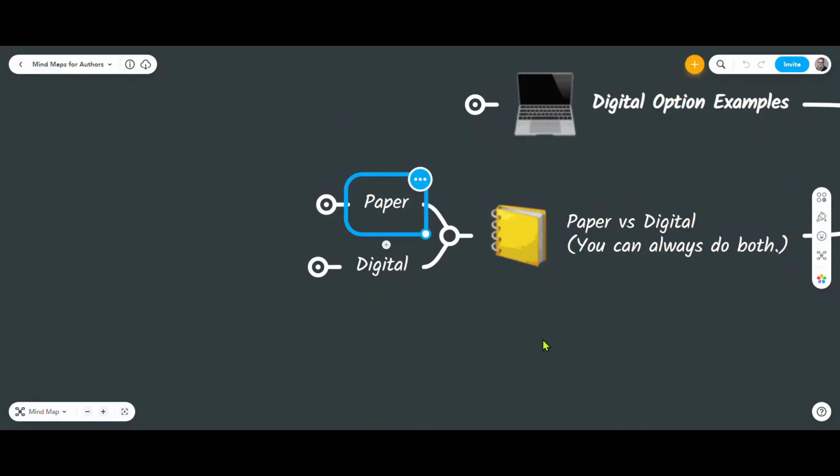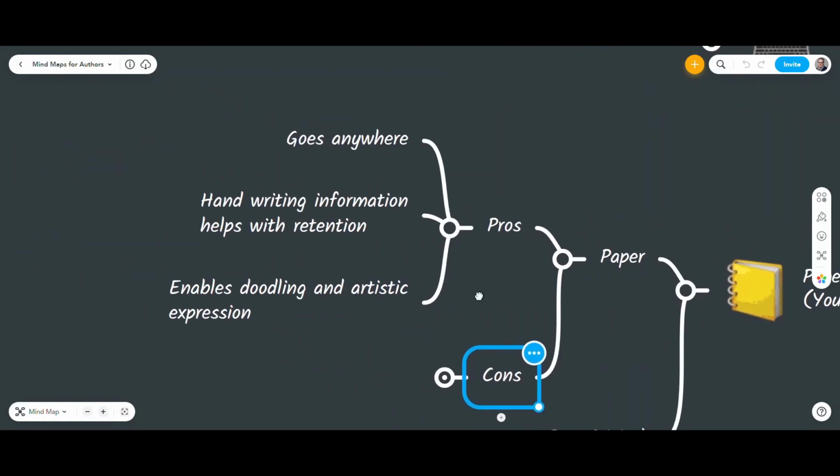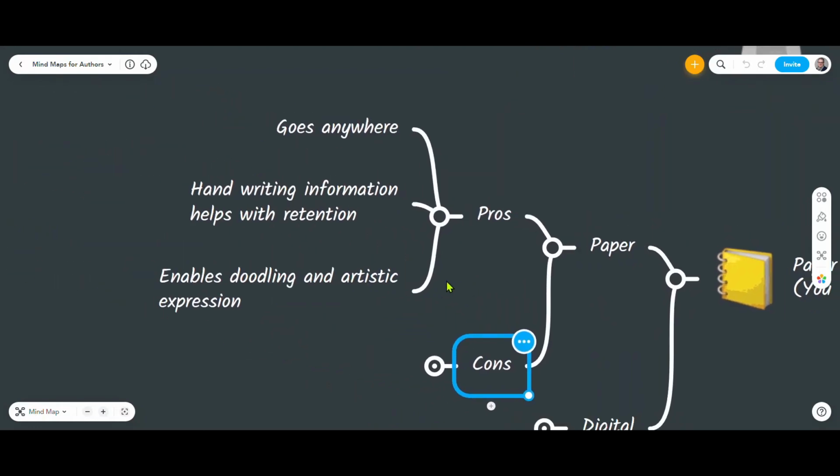Let's compare paper versus digital mind maps. You can always do both. Paper is readily available, and so that is one of its pros, it's there, it goes anywhere, and also handwriting information helps with retention. So that is a big plus if you're a student. It enables doodling and artistic expression, only limited by your ability, and really who cares as long as you can remember the information.